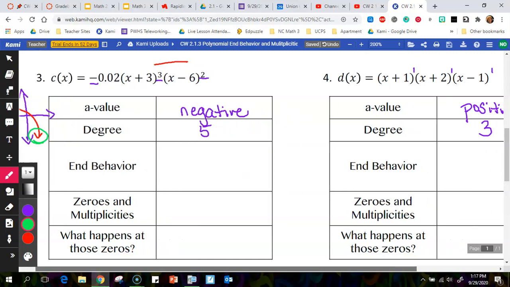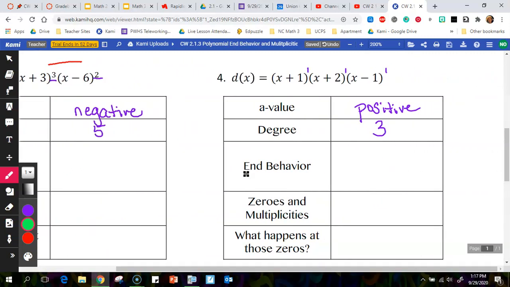Let me show you another one. Okay, this one's a positive a value and an odd degree. An odd degree, again, tells me that arrows are going in different directions. So it's either up on the left, down on the right, or down on the left, up on the right. For a positive a value and an odd degree, the whole thing's going to end up in an upward direction or a positive direction. So this ends up in a positive direction.